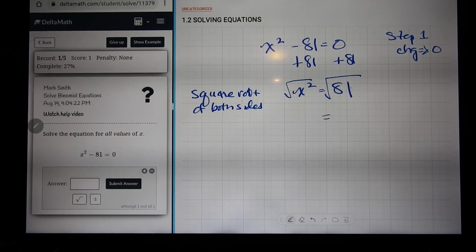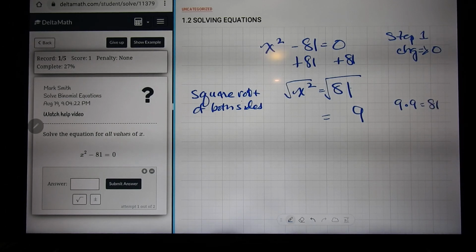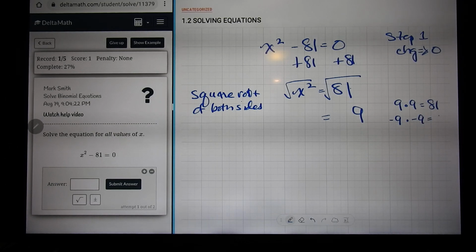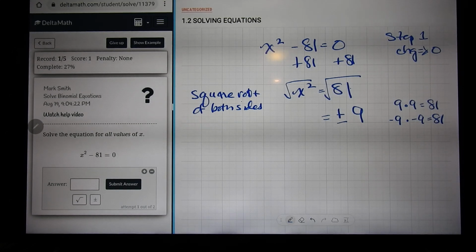Now this one side's pretty easy. The square root of 81 is 9. All right, and that's because 9 times 9 equals 81. Is there anything else that equals 81? There is. Negative 9 times negative 9 also equals 81. So that's why you have a solution here which is plus or minus 9.